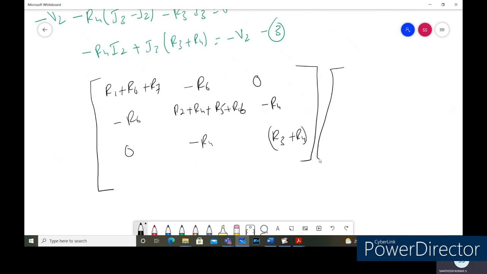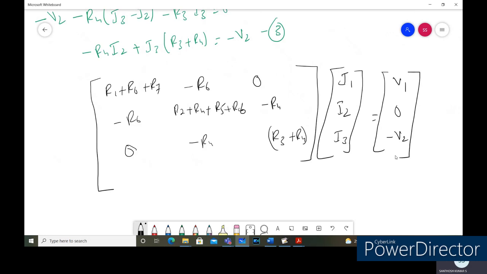In the equations, we have the mesh currents I1, I2, and I3. When representing in matrix format, if a term for a current such as I3 is not there, we represent it with 0. The corresponding voltages in the RHS part are V1, 0, and minus V2.